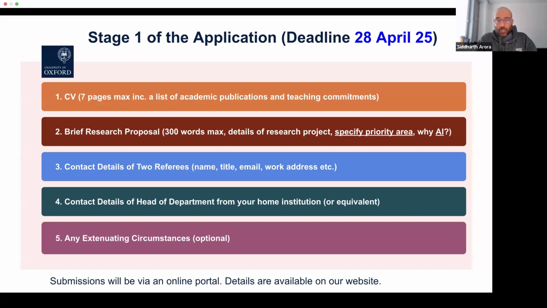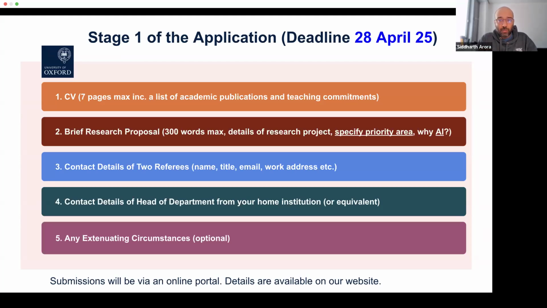Number 2, you need a brief research proposal, 300 words max. I would say that's pretty light touch to start with, whereby you need to provide details of your research project if you are successful, which of the priority area or areas your research is going to focus on, and why AI is relevant in advancing scientific progress in that field.